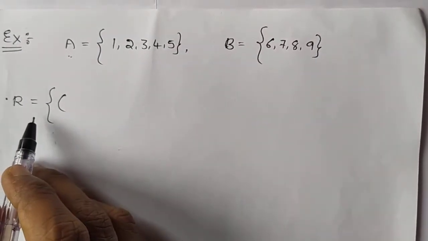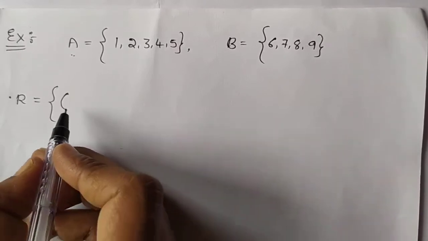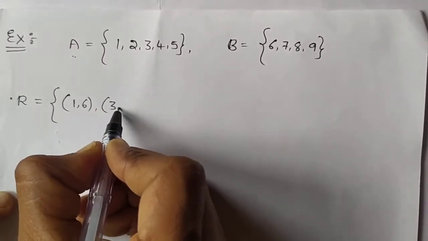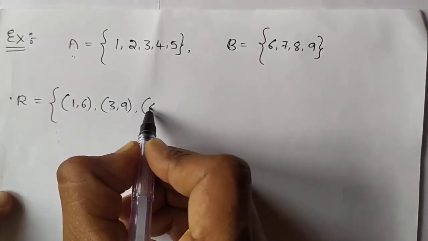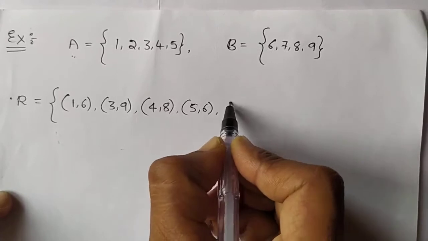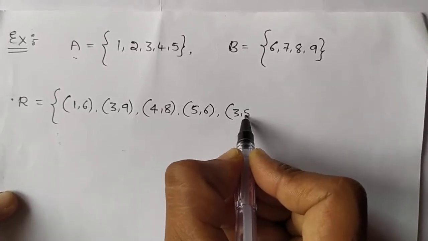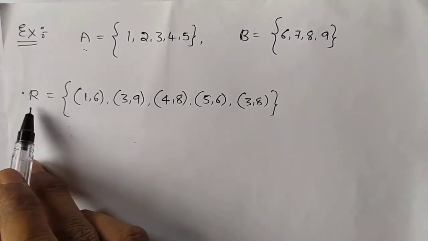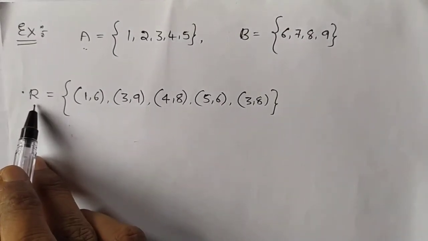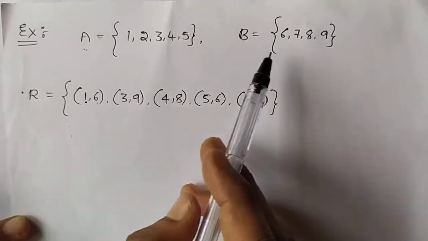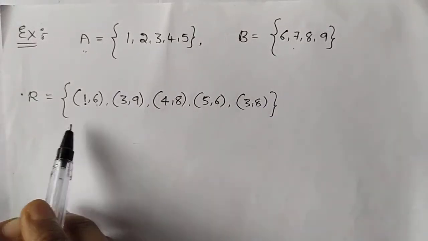I will write this relation in roster form. Relation R equals {(1, 6), (3, 9), (4, 8), (5, 6), (3, 8)}. Okay, it is a relation R. I have just taken one example of a relation R. First element should belong to the set A, second element should belong to the set B.